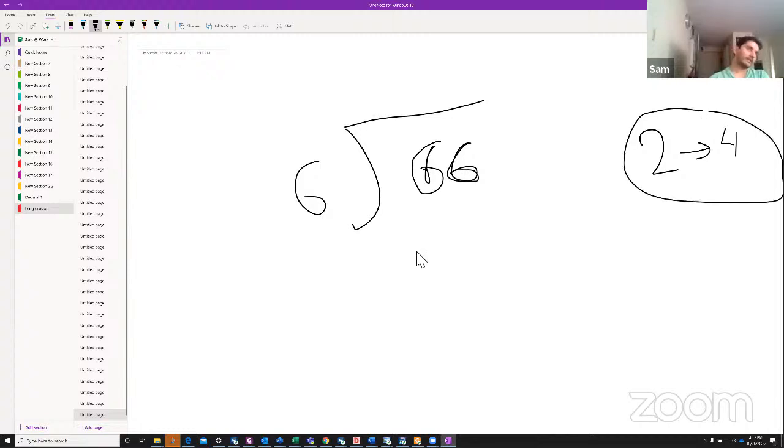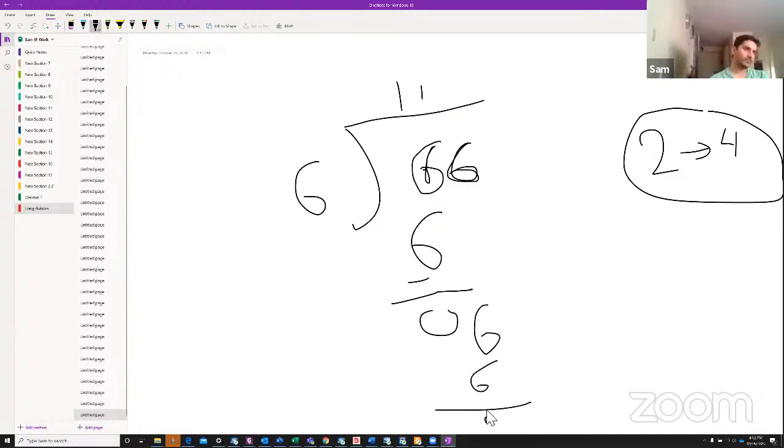But let's work on this. So we have a 66, right? So we're going to do one at a time. If we have a 6, we divide 6 by 6, it's going to be 1. 6 times 1 is going to be 6. So 0. Then you drop in that 6. If you divide 6 by 6, it's going to be 1. So your answer is going to be 11. 11 is the right answer.